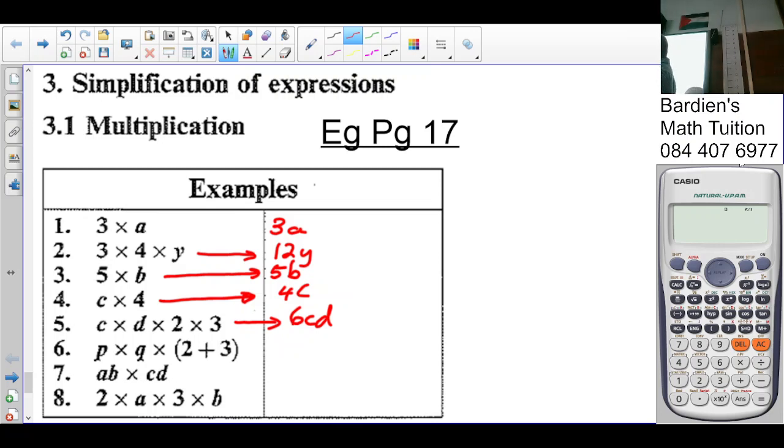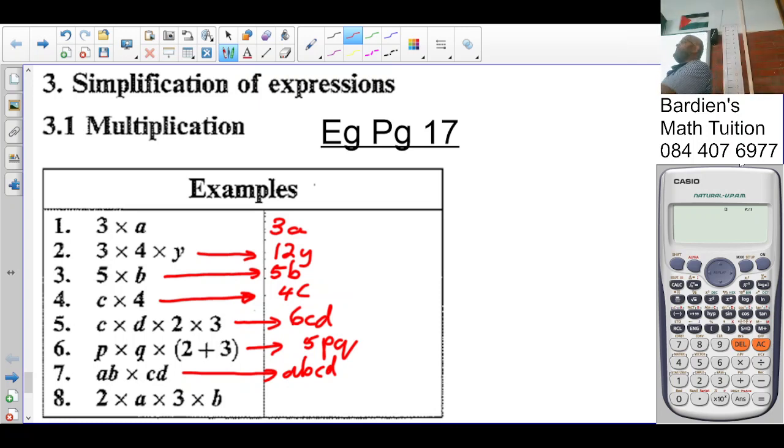The next one, P times Q times 2 plus 3? 5pq. It's 5pq. AB times CD? abcd. 2 times A times 3 times B.